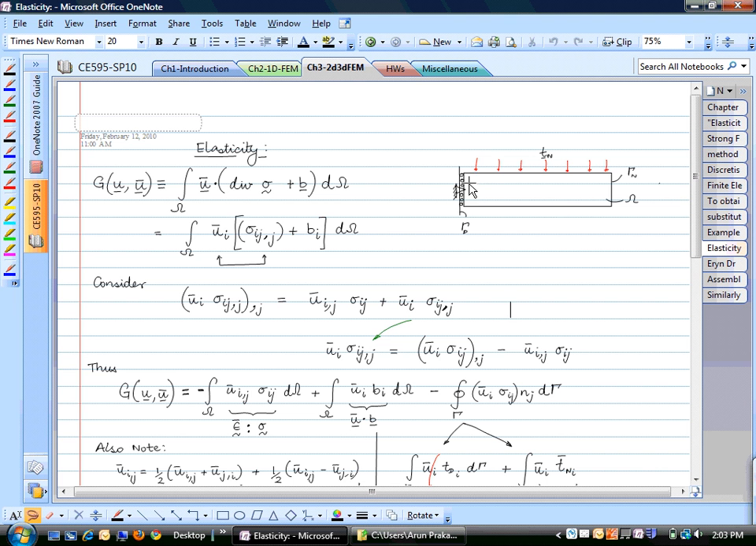Here is a cantilever beam, and actually let me not call it a beam. This is a 2-dimensional domain. It looks like a beam, but beam is a 1-dimensional problem. So this is a cantilever domain, let's say. It is fixed at the middle point right here, and the rest of the edge is on a roller support. There is a uniformly distributed or some sort of distributed load on the top edge, and the rest of the edge is free.